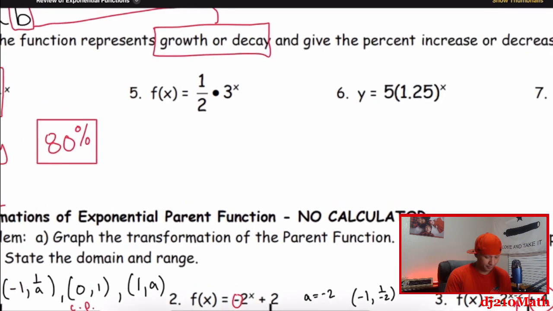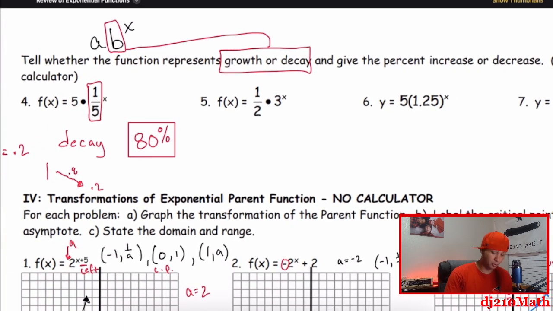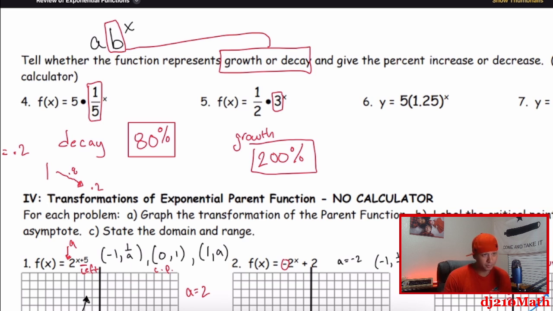Okay. Number 5. So the factor is the number that is attached to the variable. And you always compare it to 1 to see if it's growth or decay. Is 3 bigger than 1? Yes. So this is growth. All right, so how much bigger than 1? Well, it's 2 whole numbers bigger than 1. From 1 to 2 would be 100%, and then from 2 to 3 would be another 100%. So 200%. Because 2x would be 100%, so another 100% on top of that.